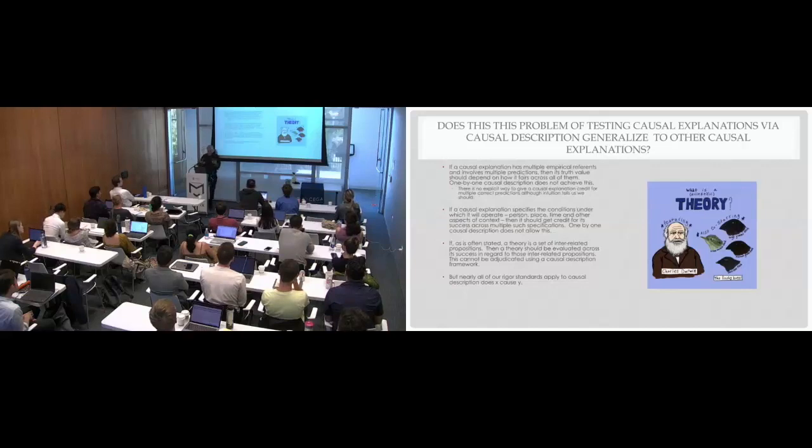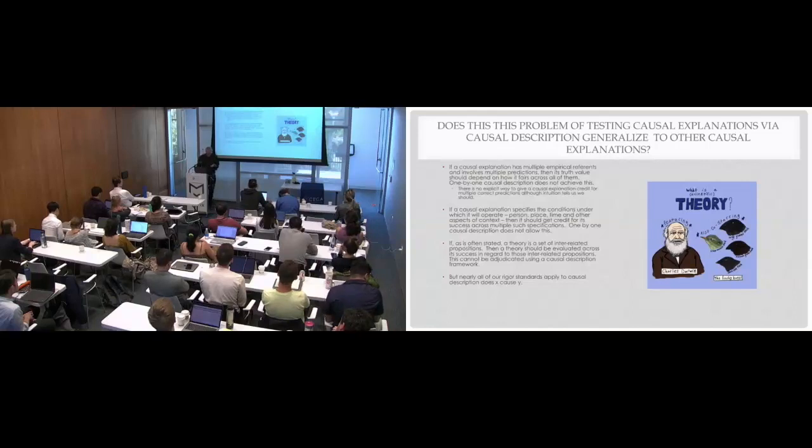But it also applies, I think, to other theories. If a causal explanation has multiple empirical references and involves multiple predictions, then its truth value should depend on how it fares across all of them. And one-by-one causal description does not achieve this. So they can't do it if you like causal explanations by just breaking it down. There's no explicit way to give a causal explanation credit for making multiple correct predictions. Intuition tells us it should get it, but there's no explicit way of doing that.